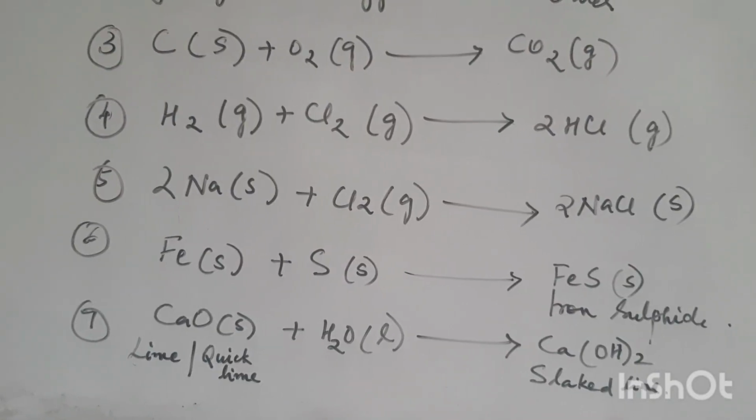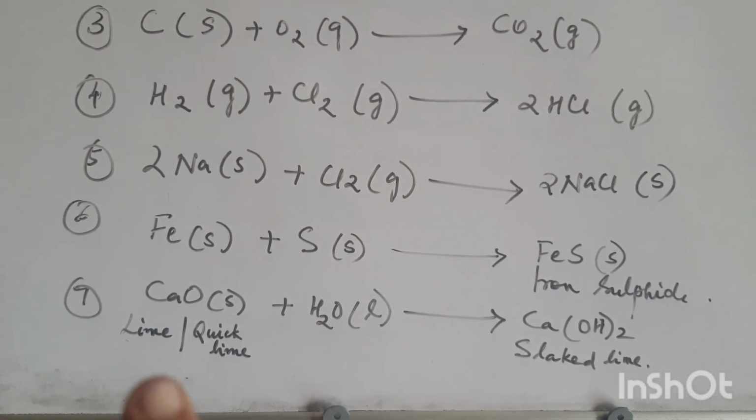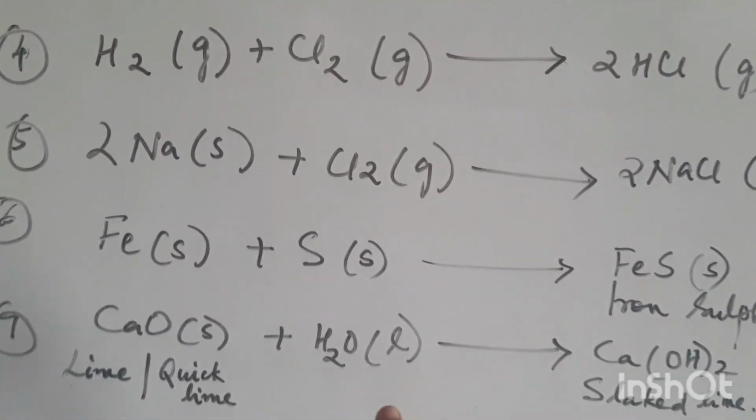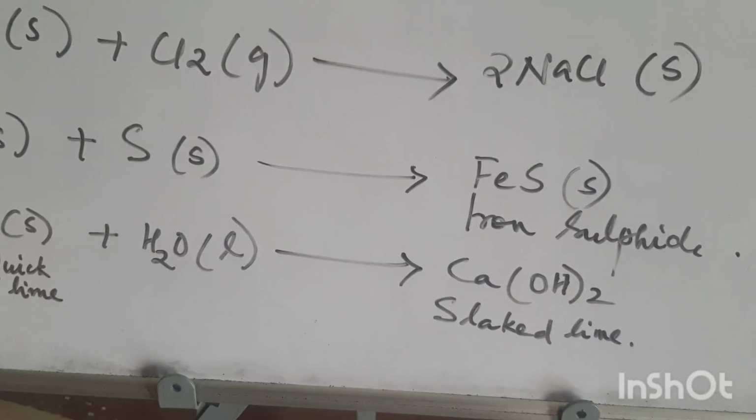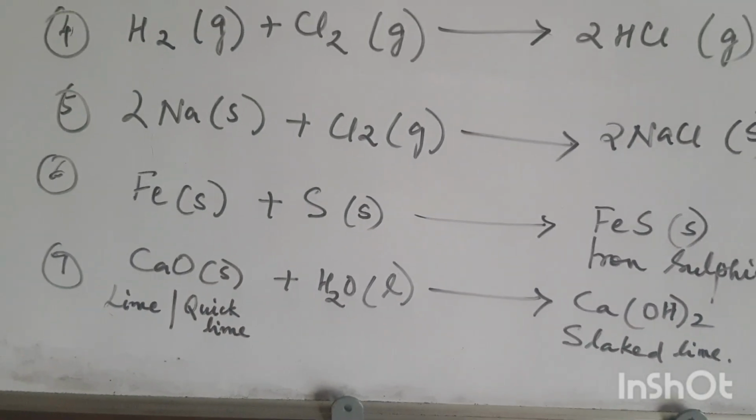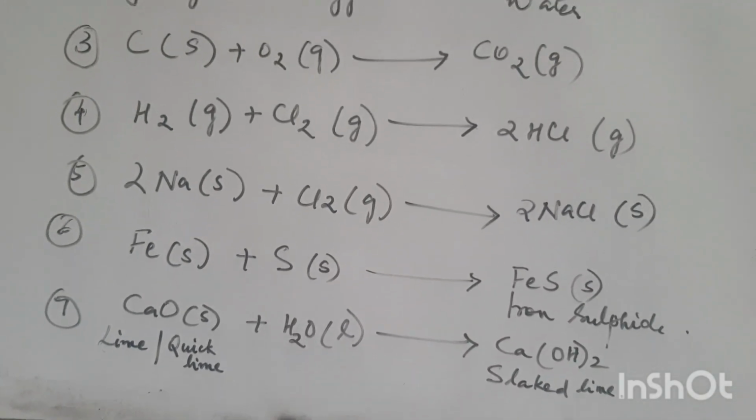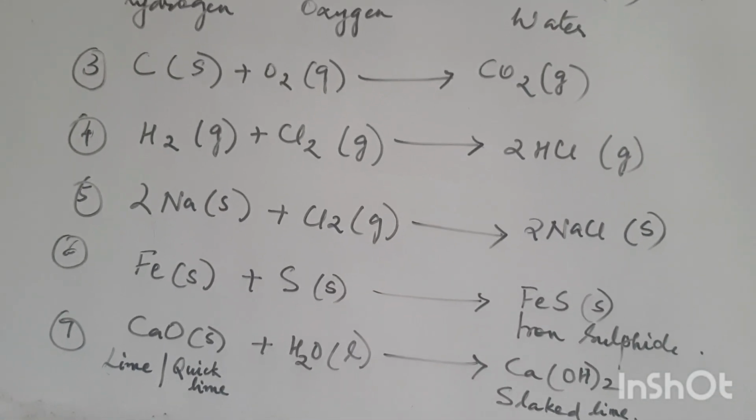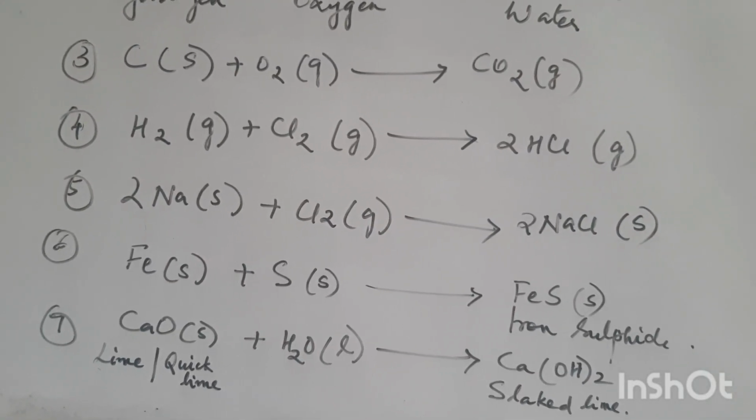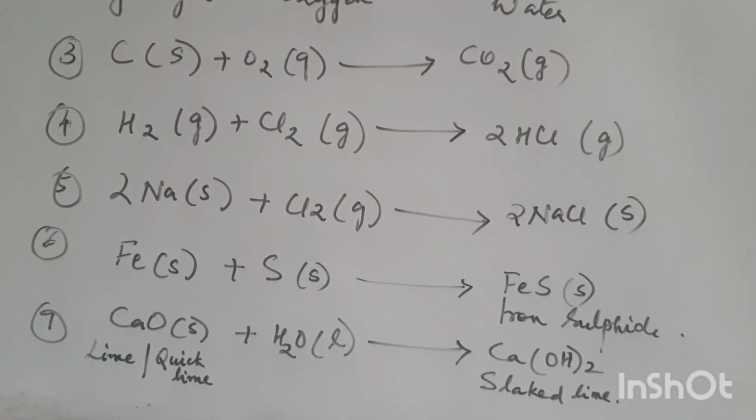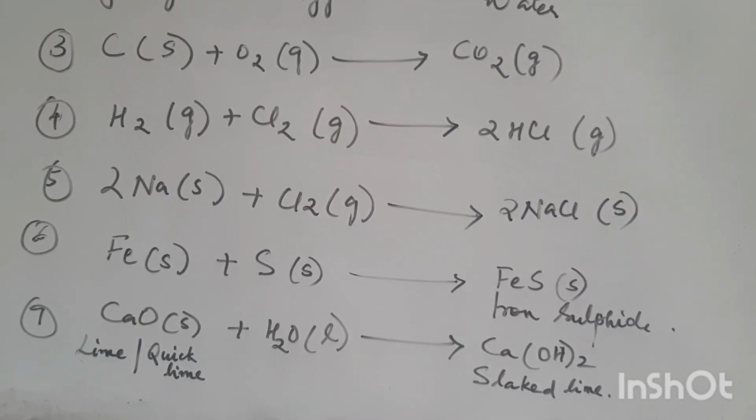Then the next one, CaO in solid state, that is lime, quicklime. It combines with water, liquid state, to form calcium hydroxide, that is the slaked lime. This equation is very important that we learn in detail now. The quicklime, calcium oxide, CaO, combines with water, liquid state, to form calcium hydroxide, that you call as what? The slaked lime.